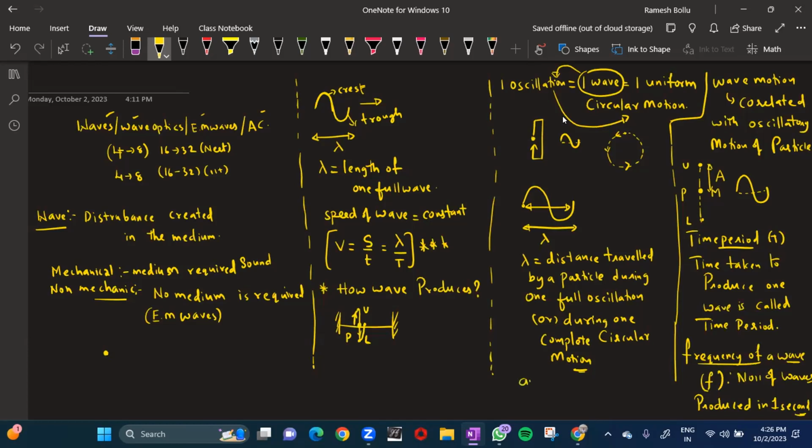Next one, angular frequency. Frequency can also be written as the reciprocal of the time period. How can we write angular frequency? The frequency that is represented in radians is called angular frequency. Frequency is measured in cycles per second or hertz, but angular frequency is measured in radians. Copy everything, children. Copy a little bit fast.